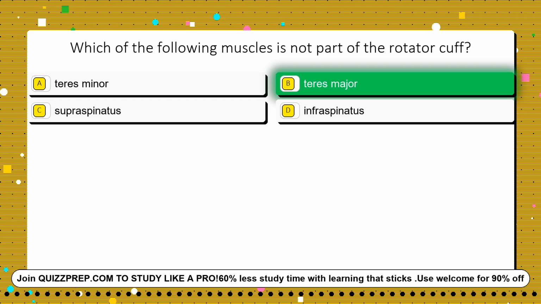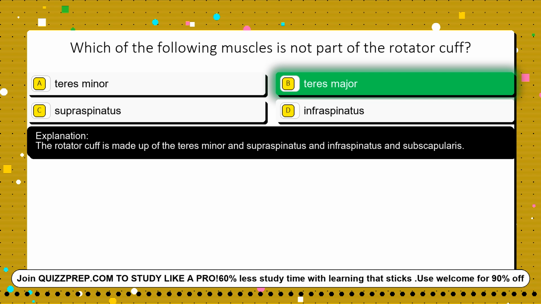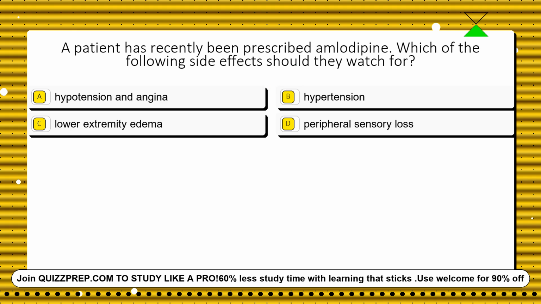The correct answer is option B. Teres major. The rotator cuff is made up of the teres minor and supraspinatus and infraspinatus and subscapularis. Question 103. A patient has recently been prescribed amlodipine. Which of the following side effects should they watch for?